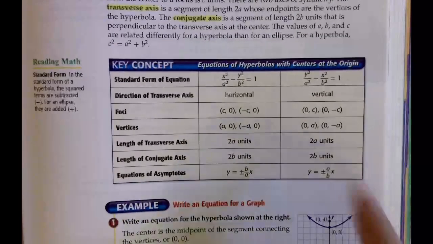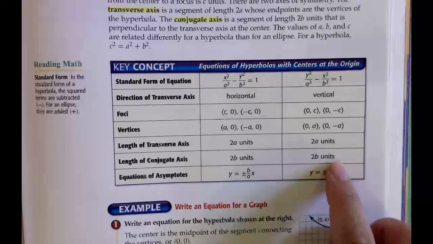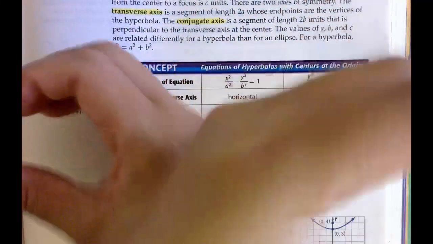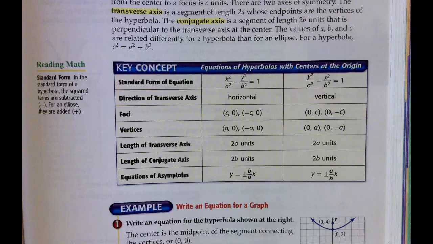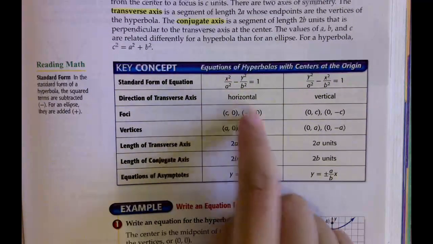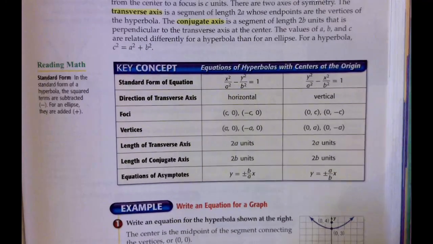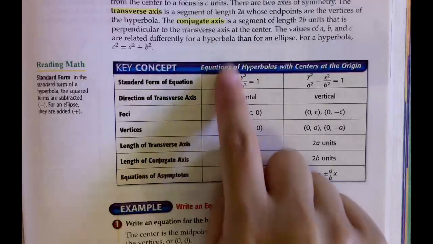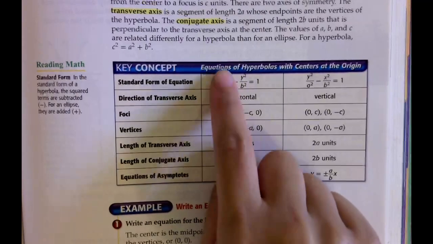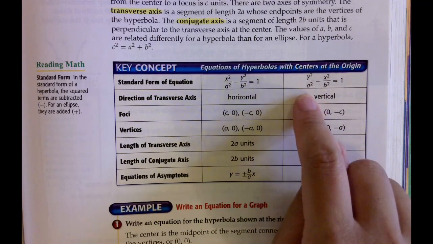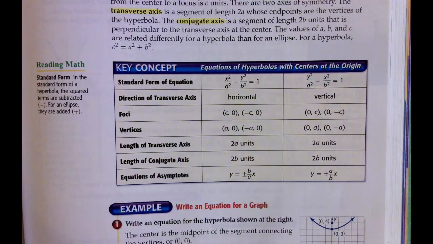Okay. And then here, you can see the equation of our hyperbolas. Whether they are horizontal or vertical depends on which one comes first. One thing that's important is that in this case, A does not have to be bigger than B. Instead, it's which one comes first. So if x squared over A squared is first, then it'll be horizontal. But if it's y squared that comes first and it's being subtracted, then it's vertical.